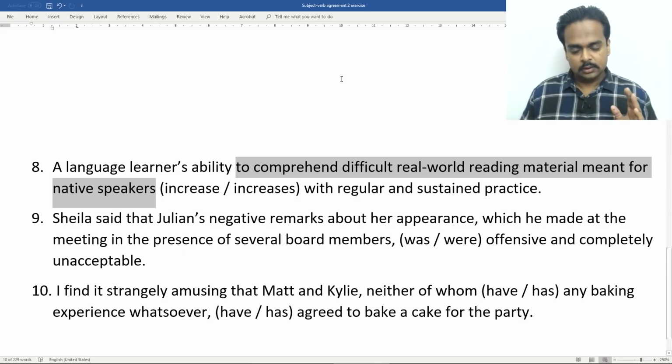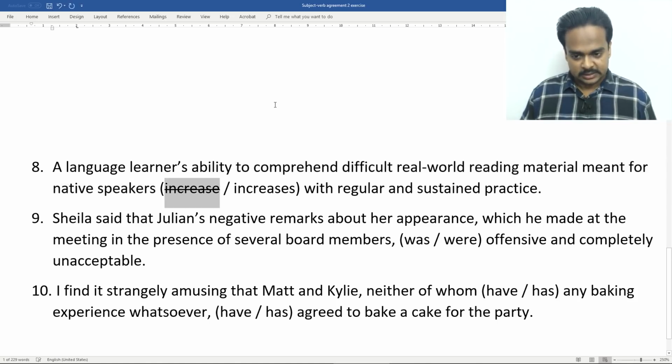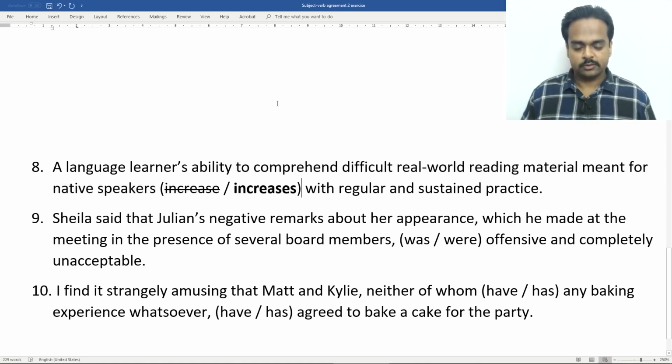This whole phrase gives you information about ability, which is the subject of the sentence. This is a singular noun, so the right verb form is increases. Increases with regular and sustained practice. Sustained means you keep doing it.